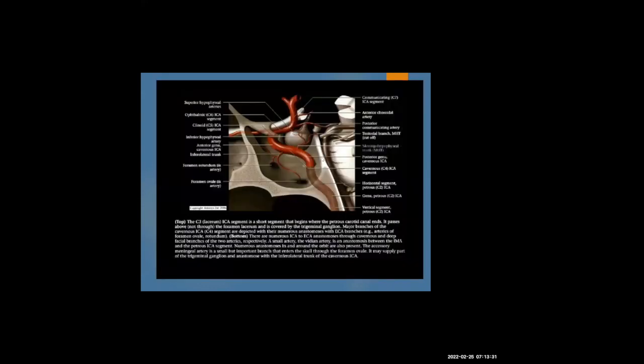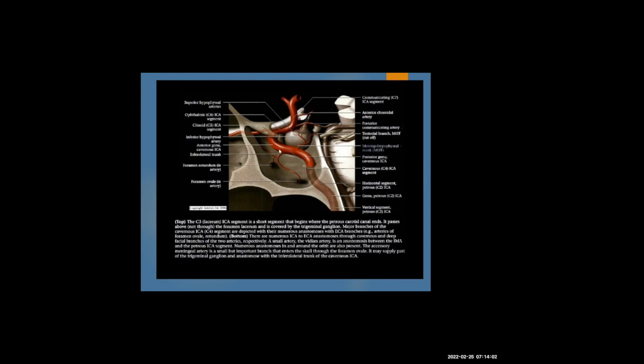So let's go back and look at our picture. So this is the posterior genu of the cavernous or C4 ICA segment. And then you have a long horizontal subsegment, which is this segment. And this cartoon depicts the position of the meningohypophyseal trunk coming up and supplying portions of the pituitary gland. And then also the inferolateral trunk, which arises slightly more distal and helps supply the cavernous sinus dura and the cranial nerves which are traversing the cavernous sinus.